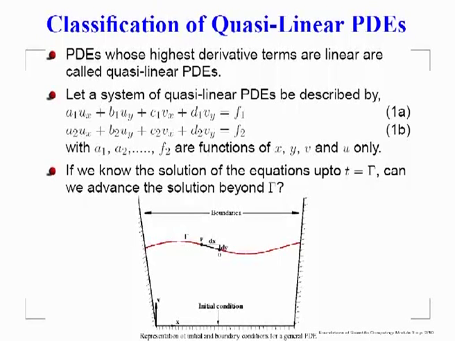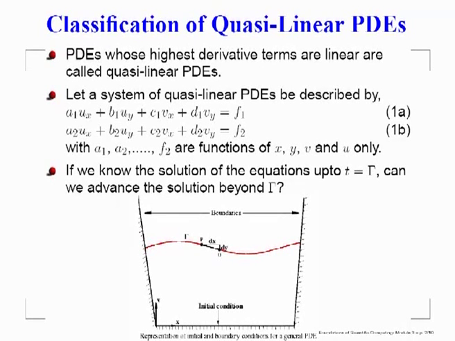As I told you, these are the PDEs where the highest derivative terms are linear. So, for example, take a test case where u and v are the dependent variables, and the independent variables are x and y, as given by these two equations. And please note that according to our definition of quasi-linearity, all these coefficients that we have here, a1, b1, c1, d1, f1, and a2, b2, c2, d2 and f2, would of course in general be functions of x, y, but because of quasi-linearity they could also be functions of v and u.